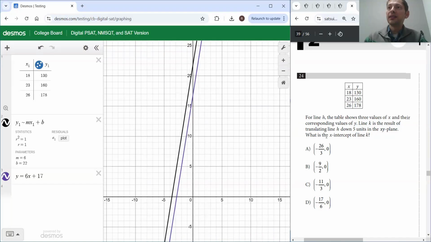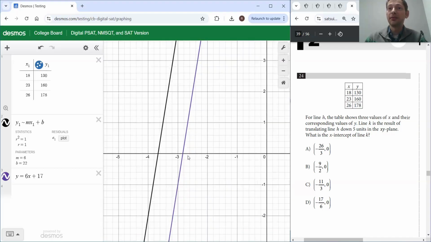So now they're asking, what is the x-intercept of line K? So the purple line is line K because we just translated down 5 units. What's the x-intercept? Here, right here. This is the x-intercept. It crosses the x-axis at negative 2.833. And then let's look down the list. Let's use our calculator. Let's figure out what's negative 2.833. And that comes out to be D right here, negative 17 over 6. And that's it. You got the answer and you move on.